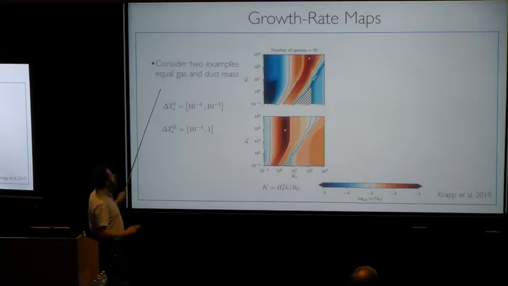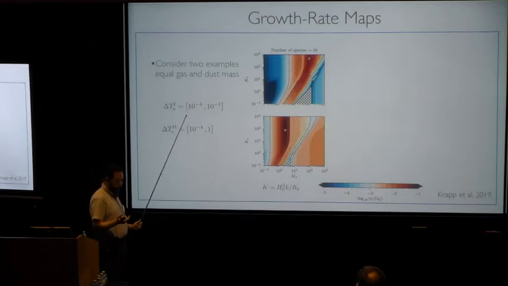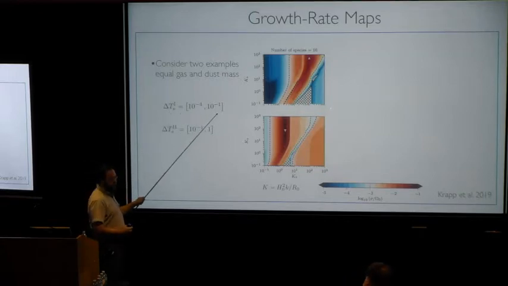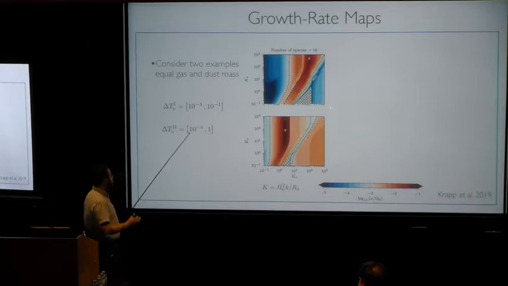So we are going to consider 2 dust distributions with equal gas and dust mass. So epsilon is order 1. And we're going to consider a range of Stokes number that goes from 10 to minus 4 to 10 to minus 1, similar to what I had already yesterday. And another one that goes from 10 to minus 4 to 1. So also similar to what people consider.